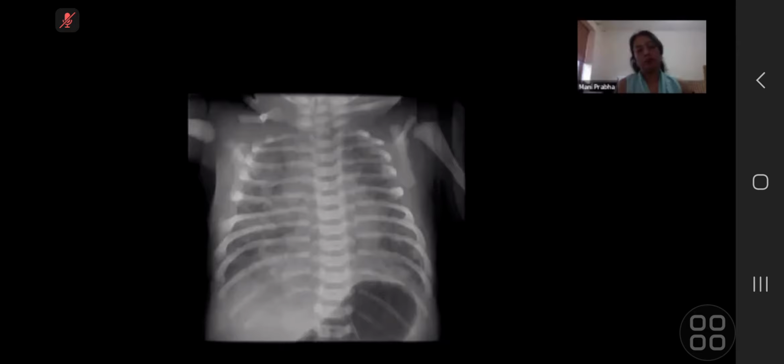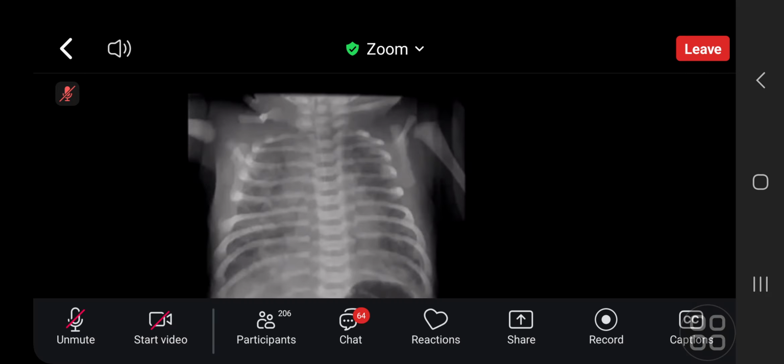Yeah, this one, with quite large granular opacities. I would like to correlate with the clinical history, particularly if there is a history of difficult birth. This could represent meconium aspiration. I would also like to know whether this is a term or premature neonate, because I think it's also plausible that respiratory distress syndrome could appear like this.